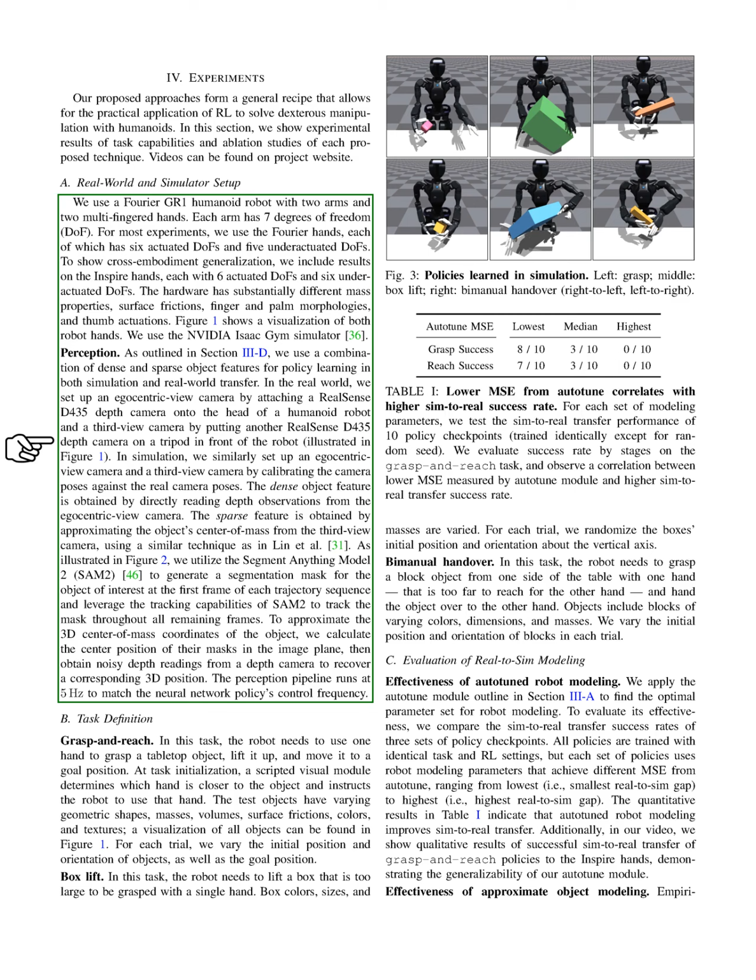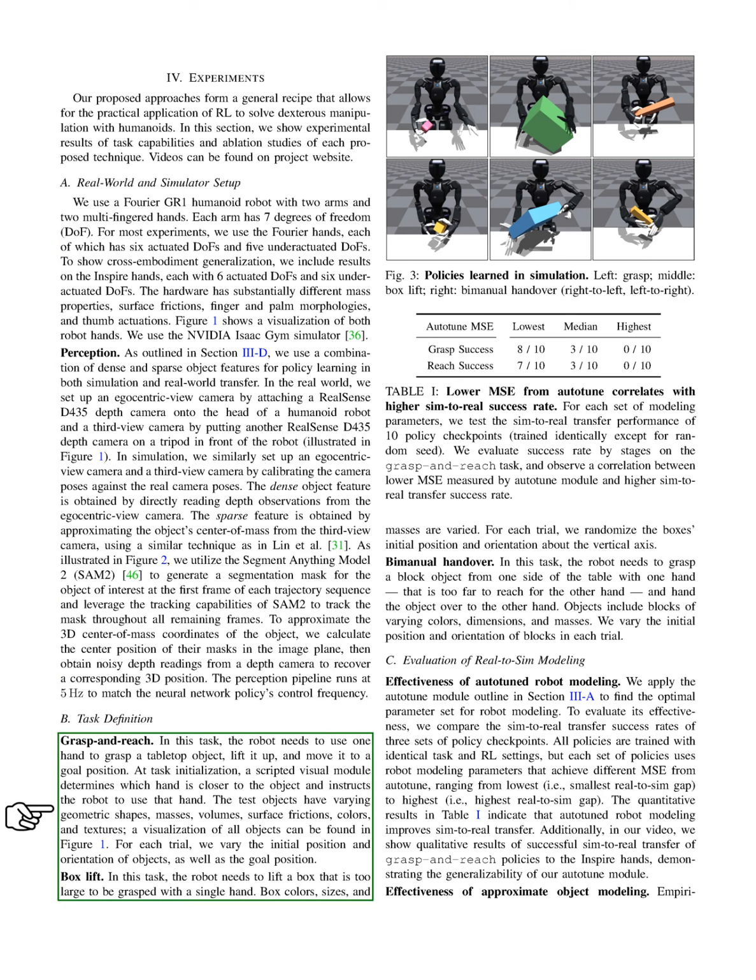We calculate the 3D center of mass coordinates by finding the center of the masks and using depth readings to obtain the corresponding 3D position. This perception pipeline operates at a frequency of 5 Hz to align with the neural network policy's control frequency. We define several tasks for our experiments.